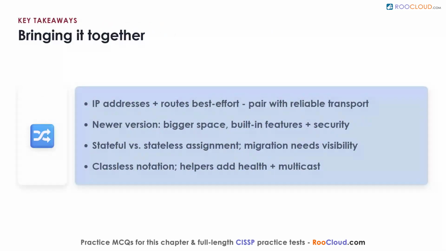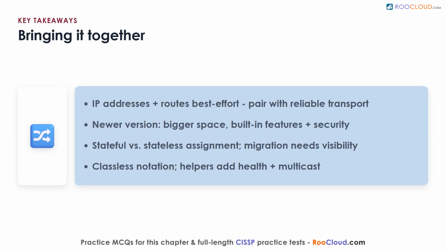So let's bring it together. The Internet Protocol addresses and routes packets on a best effort, unreliable basis, which is why you layer the reliable transport protocol on top. The newer version dwarfs the older one in address space and bakes in features and security. It assigns addresses statefully or lets devices self-configure statelessly. Migration raises real concerns, especially unmonitored traffic, so extend visibility before enabling it.